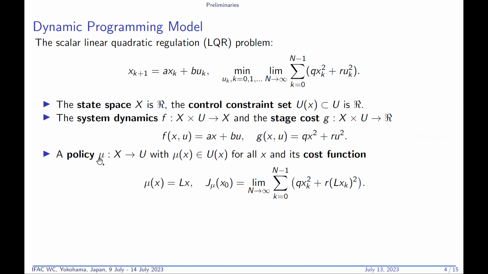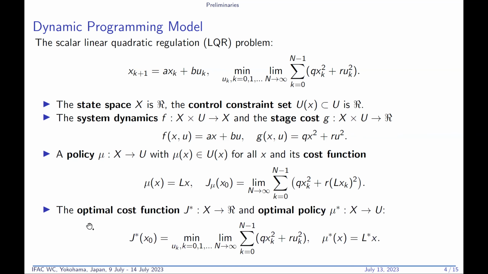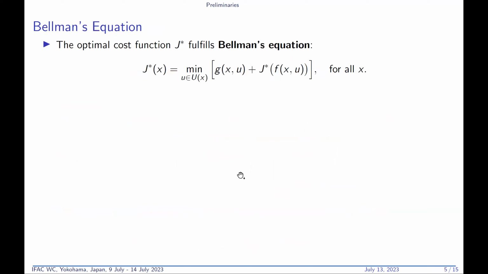We focus on policies that map state to control such that the control constraints are fulfilled. Its cost function is defined accordingly. And for the LQR problem, again, we are focusing on linear feedback. We would like to find the optimal cost function, which is a mapping from state to real numbers, and we would like to compute the optimal policy, such that its cost function equals the optimal cost.